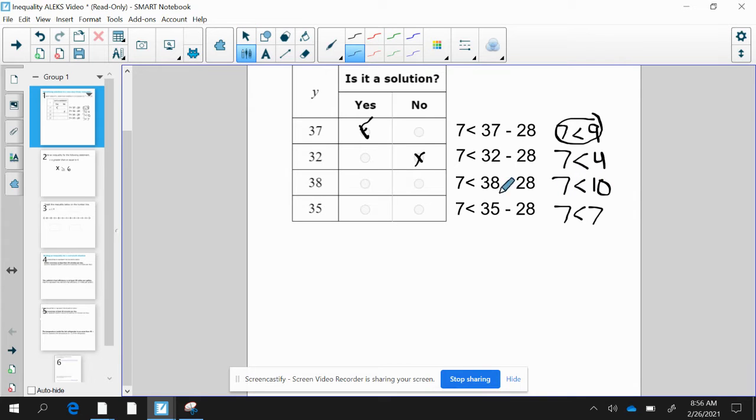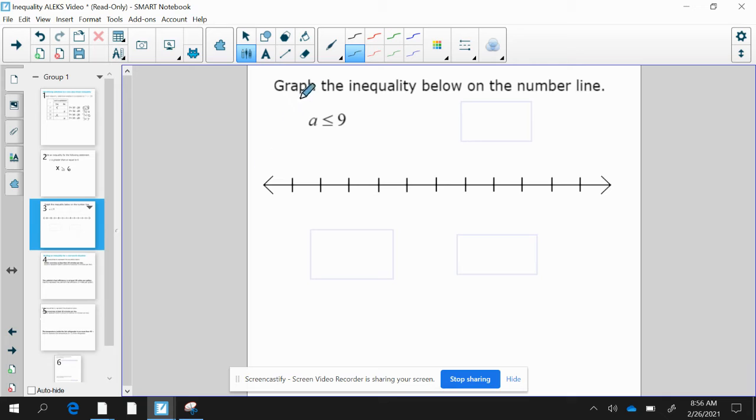Is 7 less than 10? Yes, it is. But is 7 less than 7? Well, a number that is the same cannot be less than the exact same number. So in this case, this would be a no. Let's take a look at the next one.